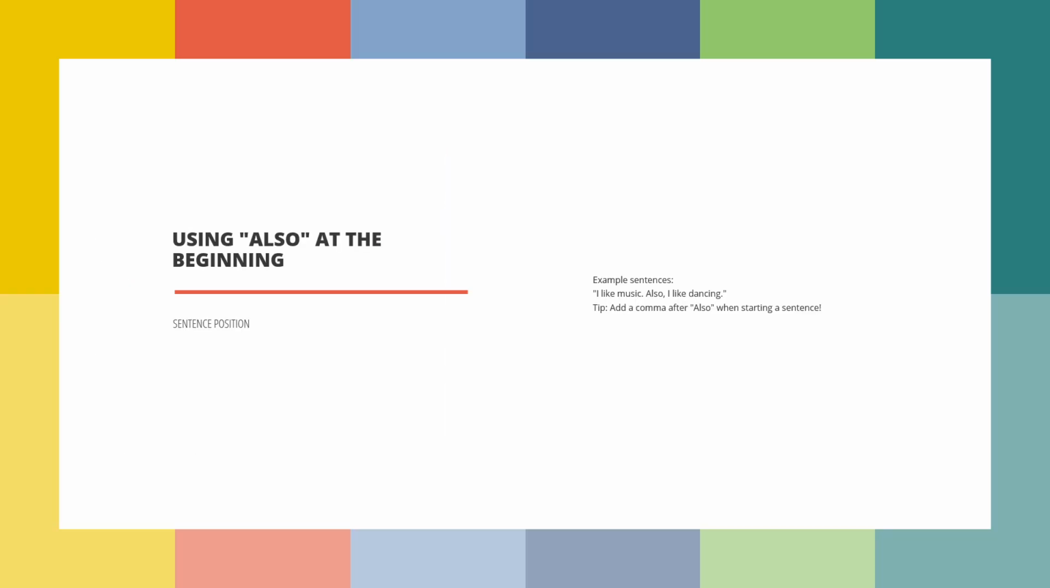You can use also at the beginning of a sentence. Listen to this example. I like music. Also, I like dancing. Notice how we started the second sentence with also to add new information.